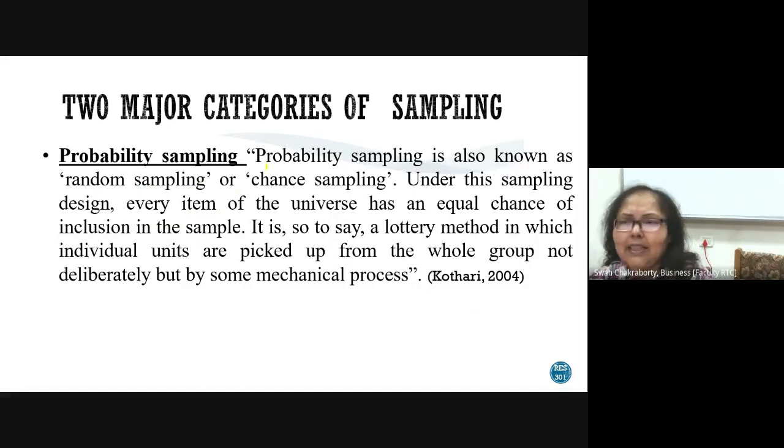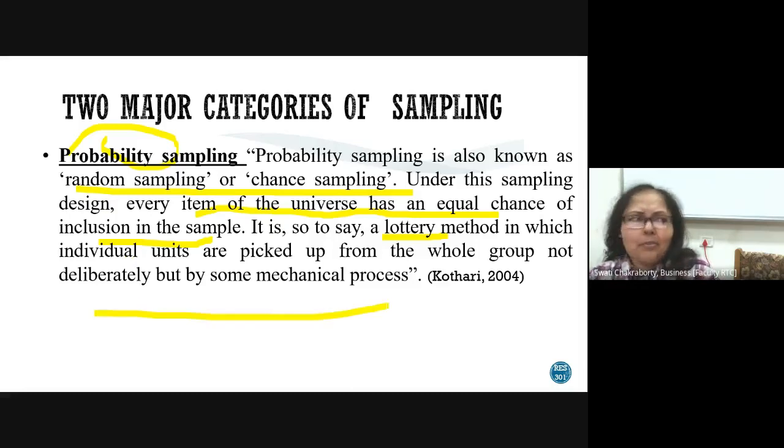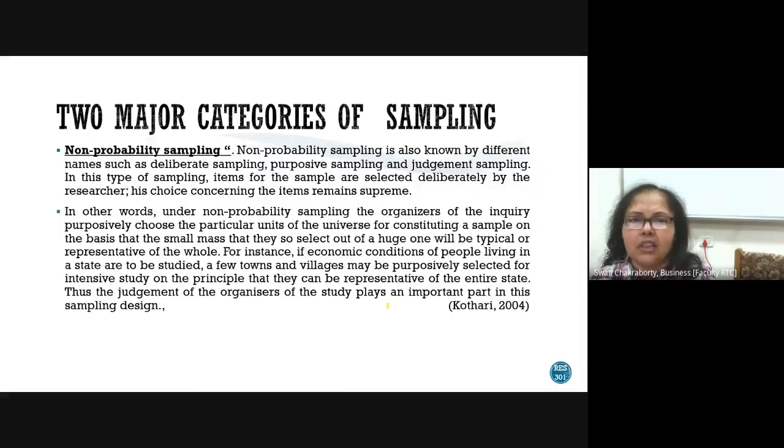So probability sampling is also known as random sampling or chance sampling, right? So where, as I said, every member of the population has an equal chance of being included in the sample. So it's like a lottery, you know, where individuals are picked from the whole group, not deliberately, but by some mechanical process, where anyone can get selected. So, and what is non-probability sampling?